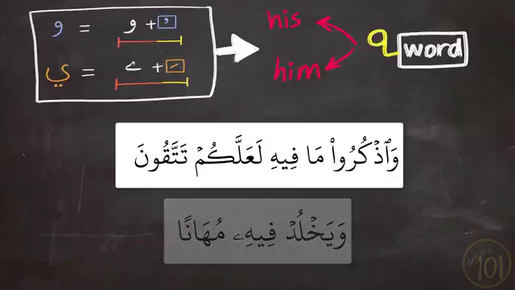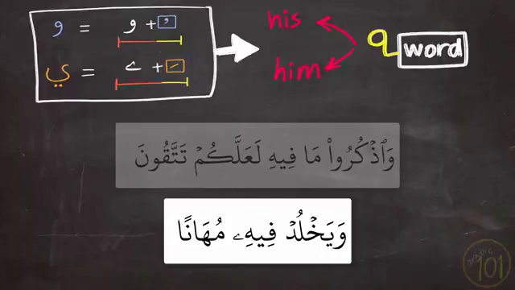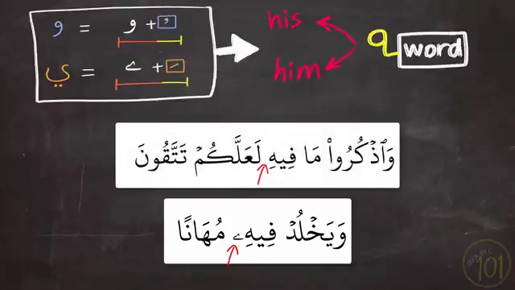واذكروا ما فيه لعلكم تتقون. ويخلد فيه مهانا. Notice that there is a little sign that follows فيه in the second example, while the first one does not have that sign. That's why we read the first one as فيه لعلكم as a normal short vowel. And in the second example, we read it like that: فيه مهانا, which is extending the kasra so long that it becomes a ya.